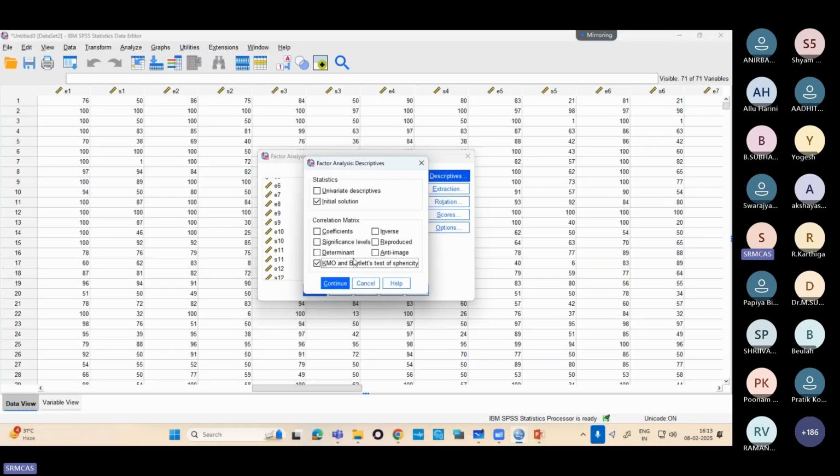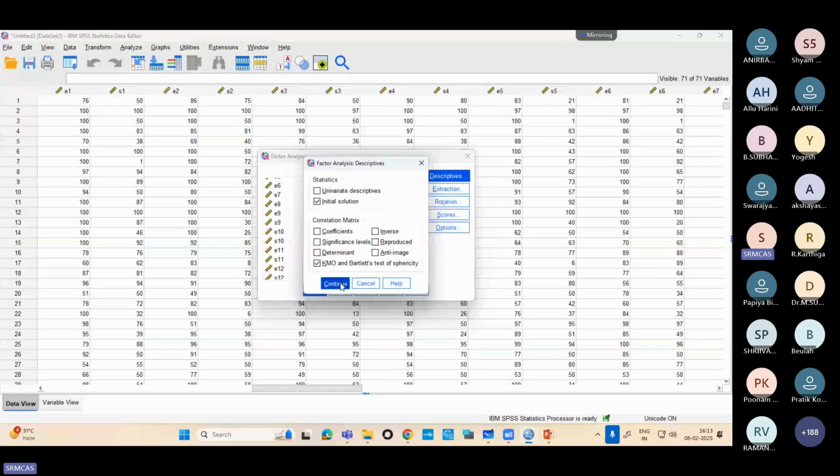The initial step is to check whether all the variables are correlated or not. In order to do that, we have seen the KMO test, so we have to check that.